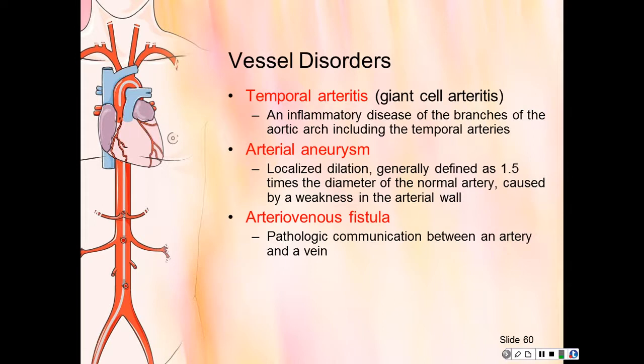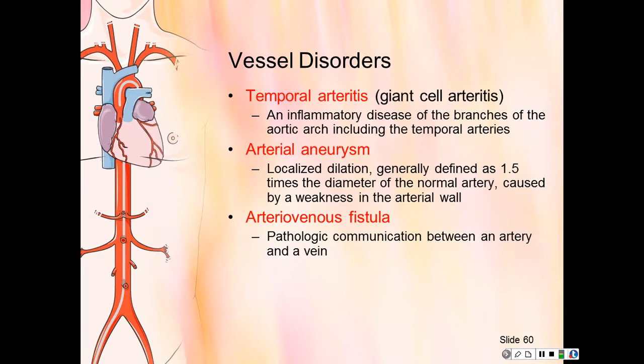Temporal arteritis. This is one you need to know. It's an inflammatory disease of the branches of the aortic arch, including the temporal arteries. When you press over your temporal areas, you'll feel the pulsation, but these people with temporal arteritis will have pain when you palpate. Normally there shouldn't be pain.